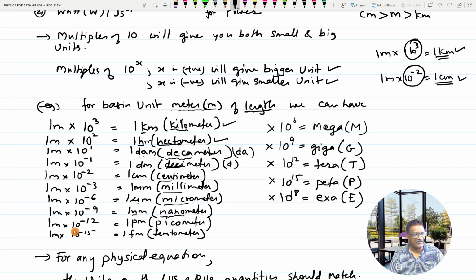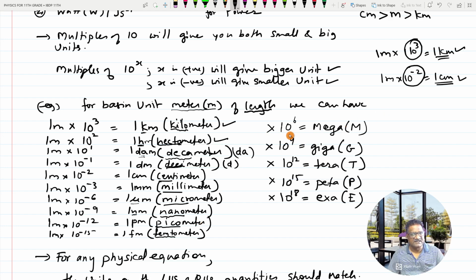1 meter into 10 raised to minus 12, you will get 1 picometer, pm. And if you do 1 meter into 10 raised to minus 15, you get a femtometer. 10 raised to minus 15 is femto, so 1 fm is 1 femtometer. Is that clear? So these are all the bigger and smaller units of length compared to meter.